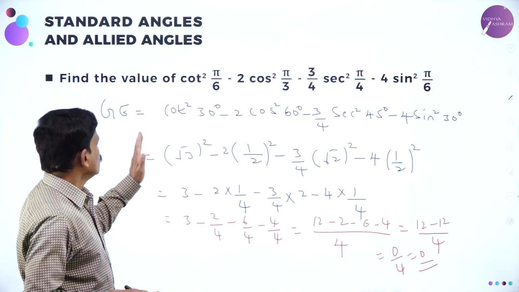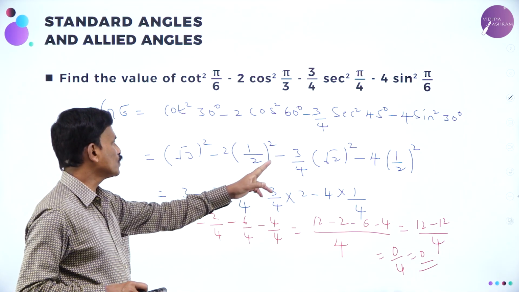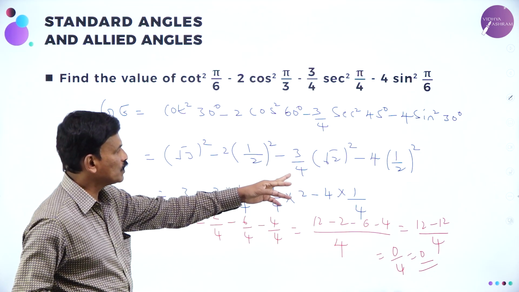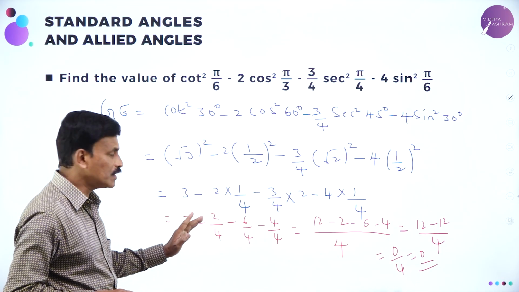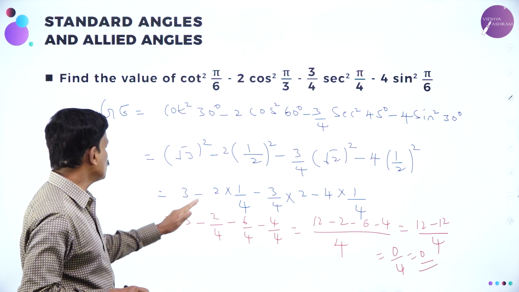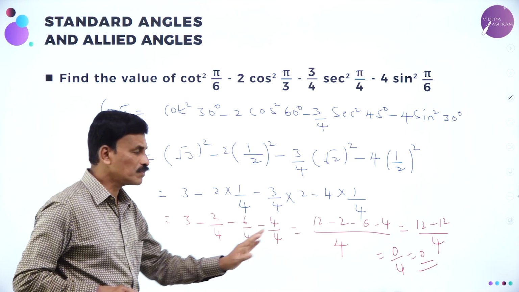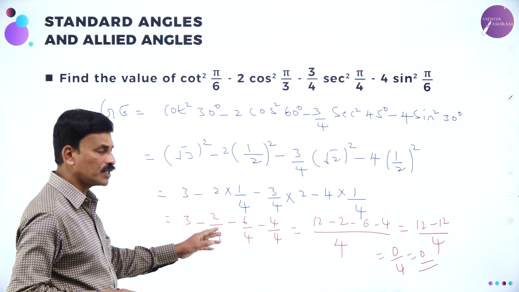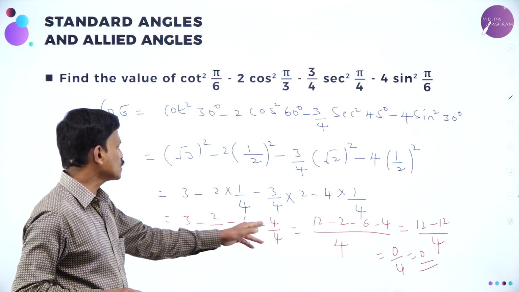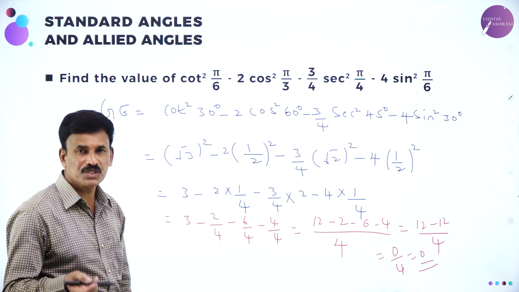See here. Root 3 whole square is 3 minus 2 into 1 by 4 minus 3 by 4 into root 2 whole square is 2 minus 4 into 1 by 2 whole square is 1 by 4. Since 4 is in the denominator, keep this 4 as it is. 3 minus 2 by 4 minus 3 2s are 6 by 4 minus 4 1s are 4 by 4. Take 4 as a LCM. So, 3 4s are 12 and 4 gets cancelled minus 2 minus 6 minus 4. So, 12 minus 12 is equal to 0 divided by 4 is equal to 0.